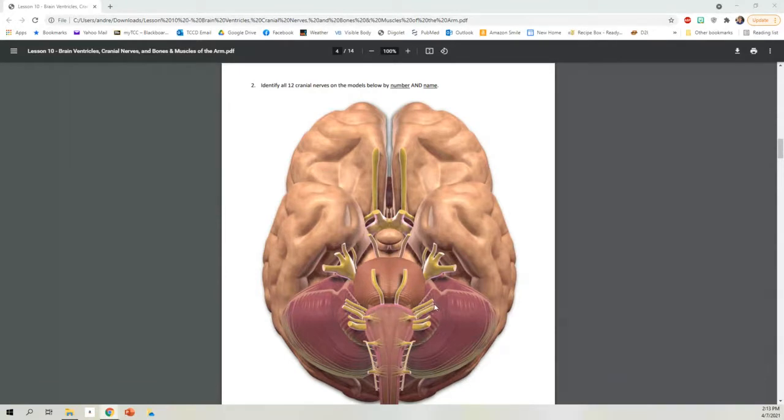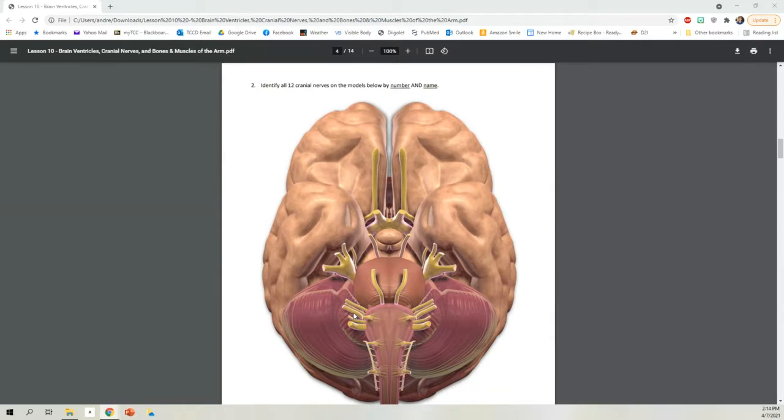Next door, we've got a nerve that kind of has 2 parts to it. So see these little 2 parts over here. This is cranial nerve number 8. Cranial nerve number 8 is called the Vestibulocochlear Nerve. And this one goes to your ears.